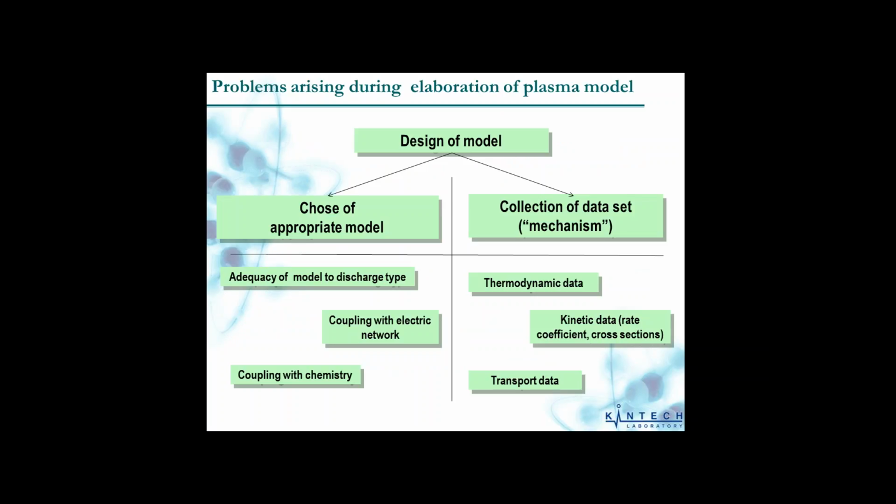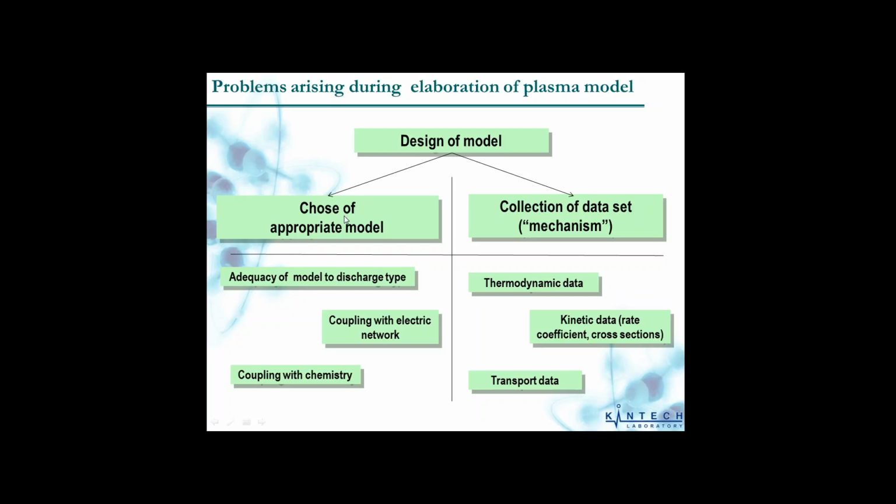Now, deeper into our problem. When we are trying to elaborate some model for plasma chemistry, we have two principal areas for investigation. The first, on the left side of this picture, is that we need to choose an appropriate model. And in the other section, we need to collect all necessary data for simulation. Roughly speaking, we speak about the mechanism. Mechanism means the collection of the thermodynamic, kinetic, and transport data, all necessary for simulation.